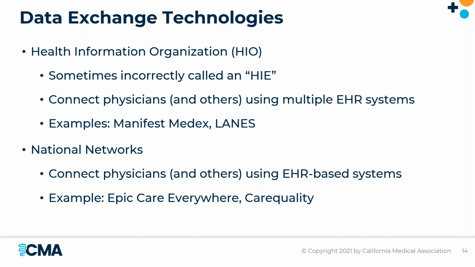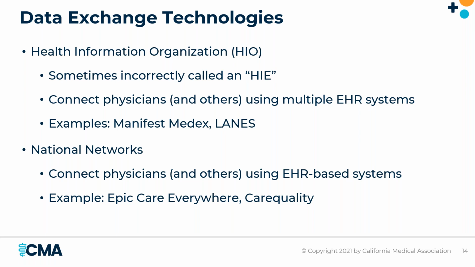Now, similar but a little different are the national data sharing networks: Epic Care Everywhere, Care Quality, Commonwealth, eHealth Exchange. These connect physicians and others using systems that are more based on the EHR themselves. Epic Care Everywhere, as the name would indicate, is a system that connects disparate providers who are both on Epic. Care Quality connects systems that participate in the Care Quality network. So Epic does participate in that network, as does Cerner, I think a few other EHRs. Where they're a little bit more limited is if you're on an EHR, which unfortunately many small practices are on, that does not participate in the Care Quality network or eHealth Exchange or Commonwealth, and they can't get to those networks.